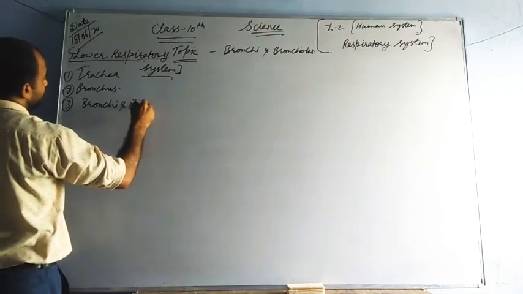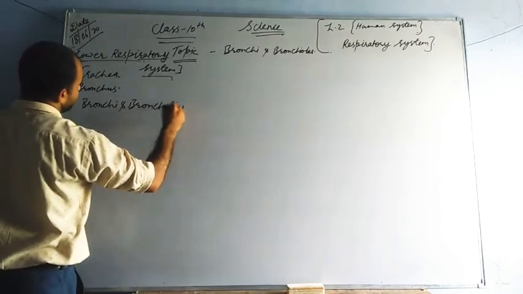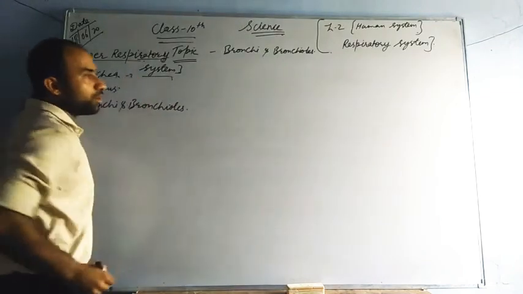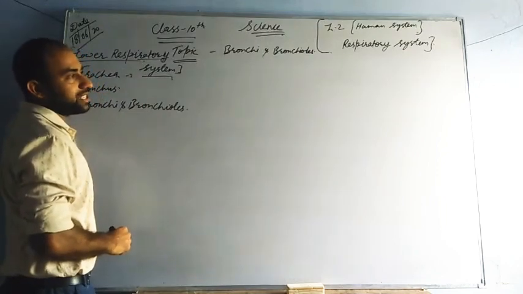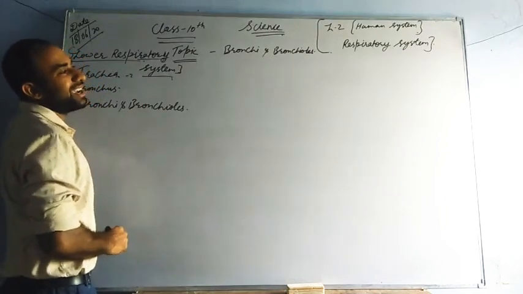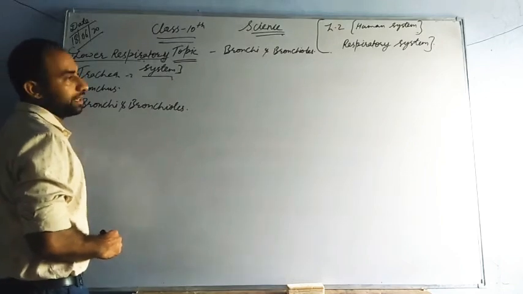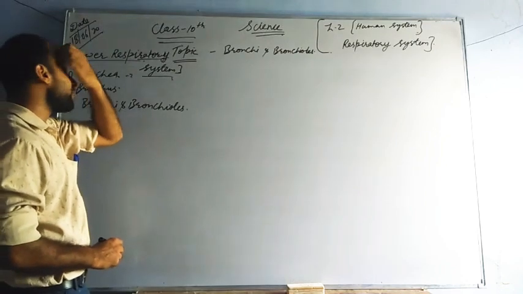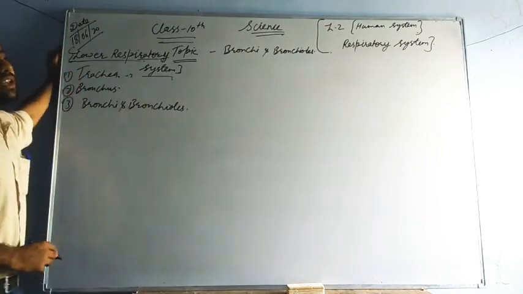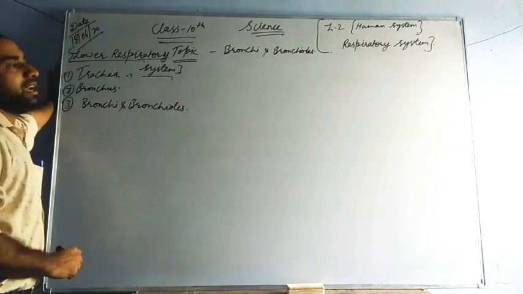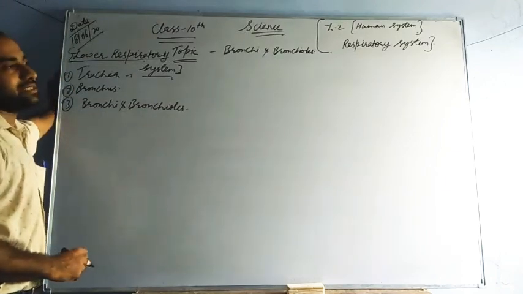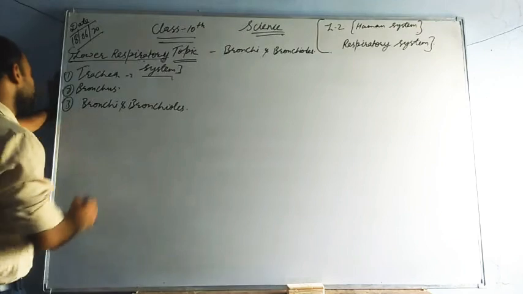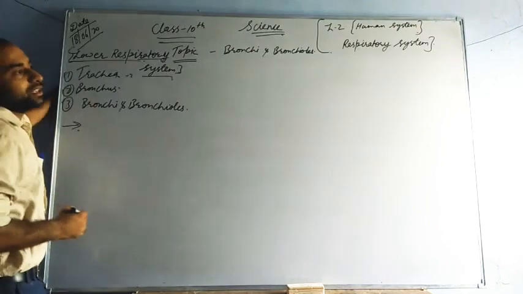bronchi and bronchioles. Clear? About the trachea, I told you the trachea is made of C-shaped cartilaginous rings which never collapse because air always remains present in it. After that I told you about the bronchus. The trachea is later divided into 2 parts, the left and right bronchus. After that the third one is bronchi and bronchioles. In bronchi and bronchioles, let us see what we have.